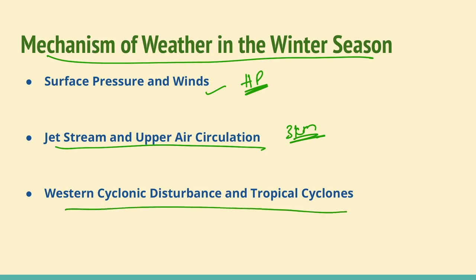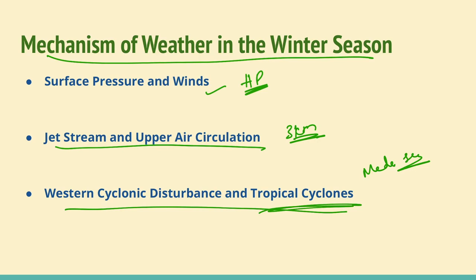Western cyclonic disturbances and tropical cyclones. The western cyclonic disturbances, which enter the Indian subcontinent from the west and the northeast during the winter months, originate over the Mediterranean Sea and are brought to India by the westerly jet stream. An increase in the prevailing night temperature generally indicates an advance in the arrival of these cyclonic disturbances.